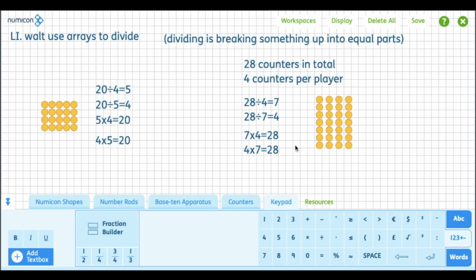So we're back here where we started, where we have our arrays. So what I'm going to do today is give you a collection of arrays, and all I want you to do is write the 2 multiplying sentences and 2 dividing sentences that go with each one. And then I'll give you a few problem-solving ones where you have to draw the array and write the remaining sentences. Okay? If you have any questions, just give me a shout. Thank you.